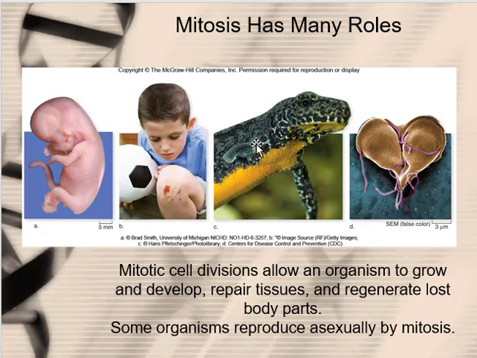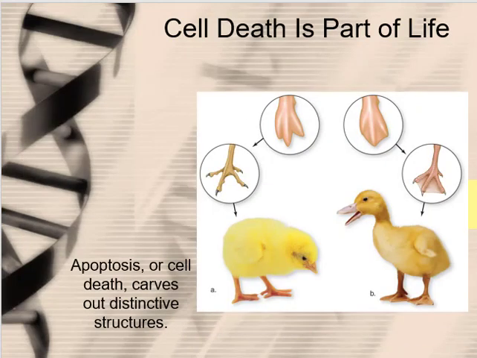Mitosis even can, in some species, regenerate new limbs. A lot of salamanders, if they lose a leg, can regenerate a new leg. Lizards can regenerate new tails, etc., etc. There's a lot of different ways. Cell death is part of life.